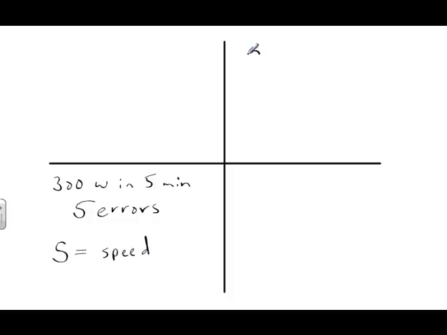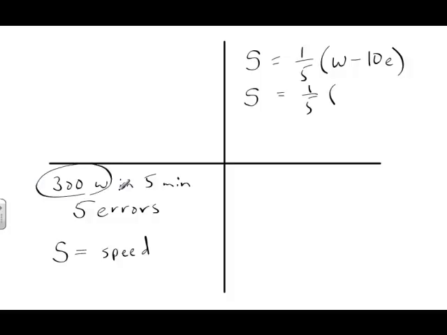Okay, what was our formula again? S equals 1/5 W minus 10E. Do we know S? What's nice about this is the S is already by itself. All we're going to have to do is order of operations. What was W? Words. That was the 300 words. Minus 10, what was E? 5, so I'm going to multiply by 5.